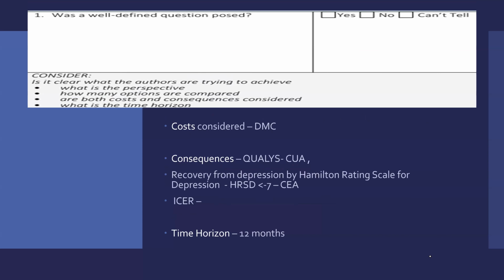And costs, I will be coming to that in detail. They had considered mainly direct medical costs. And the outcome, the consequences they looked at, was the quality and recovery, for which they calculated QALYs. And the time horizon was 12 months here.